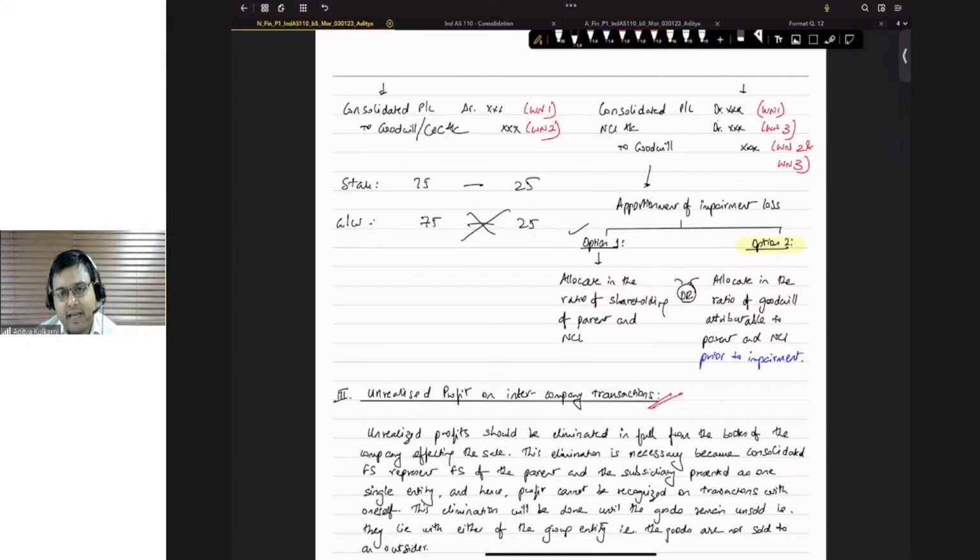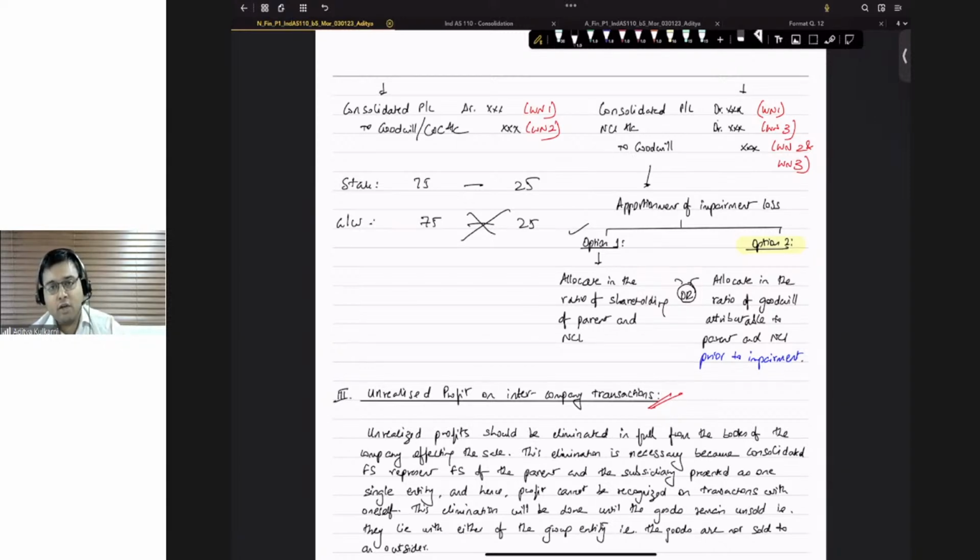Because the parent will pay a far higher amount for acquiring a controlling stake because of the concept of control premium. याद रखो, याद करो, when we had studied NCI, I had told you that the parent will pay a higher amount compared to what is the market price because it is acquiring a control.